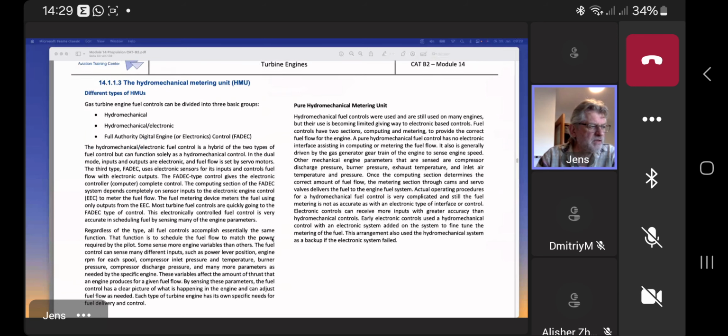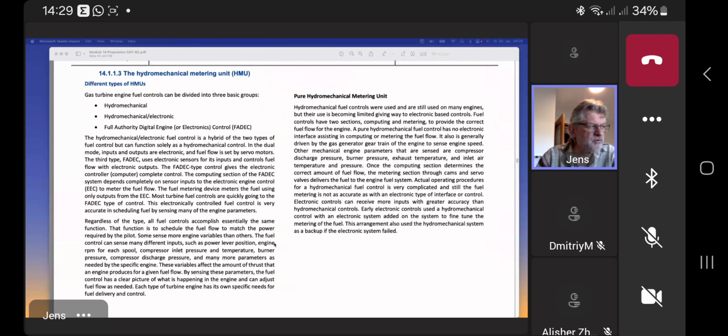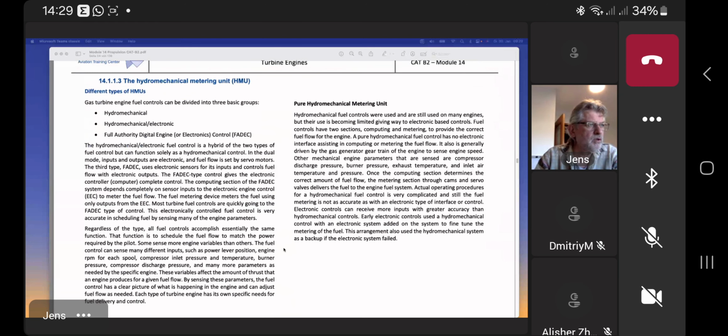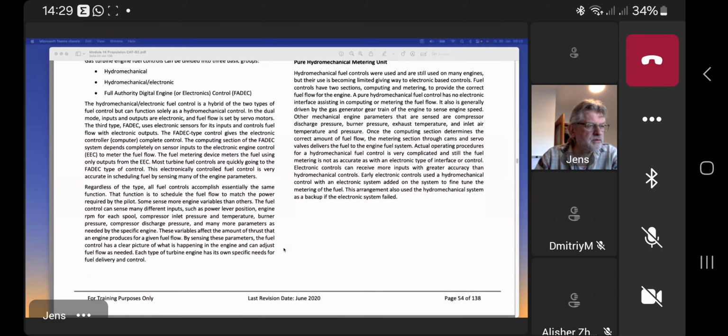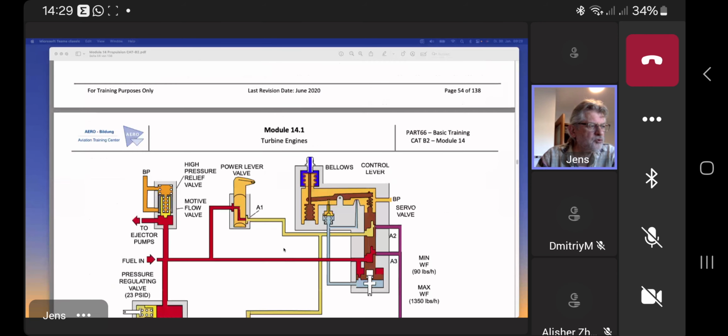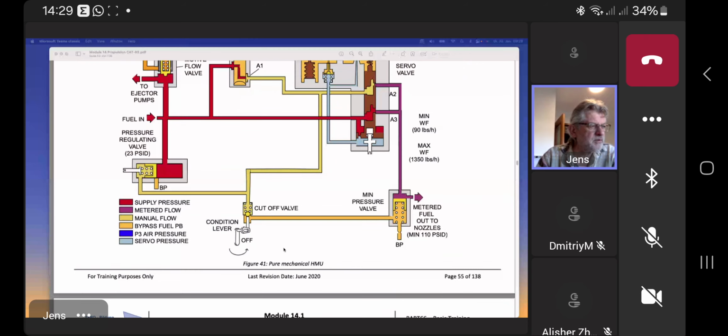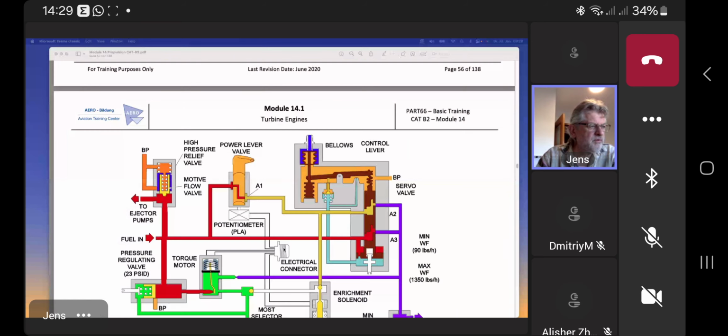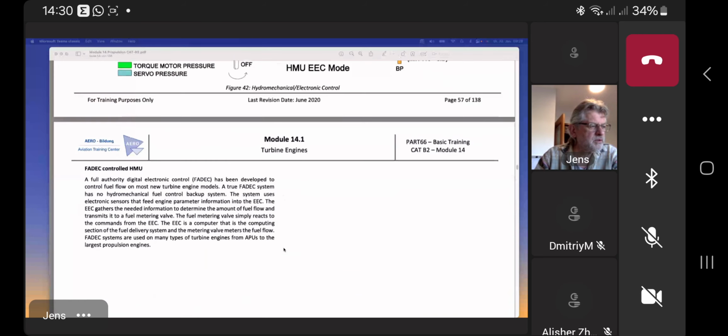HMU. There are several types. Engines of today, driven by the FADEC, just transfer the orders into movement. We can skip this a little bit, not that important, because the idea comes later. What is very important here is how the FADEC should work.